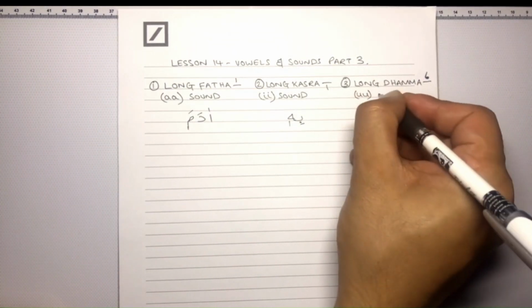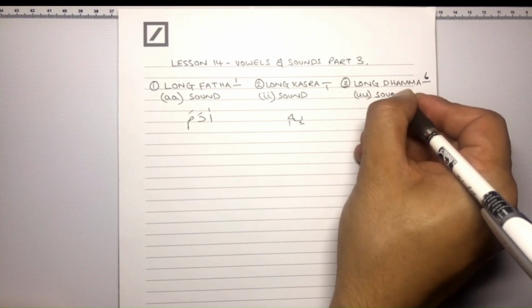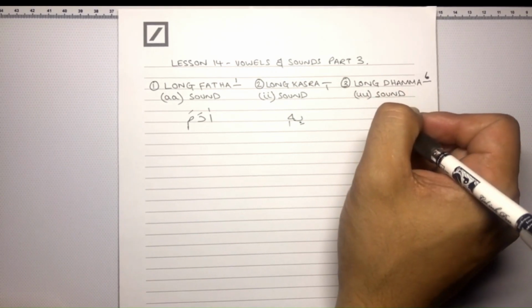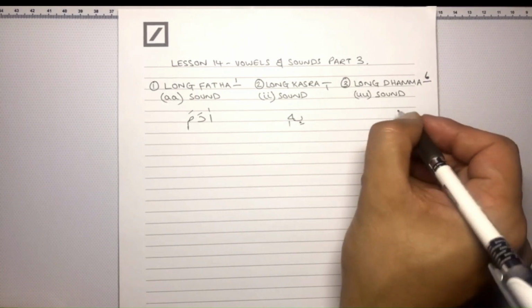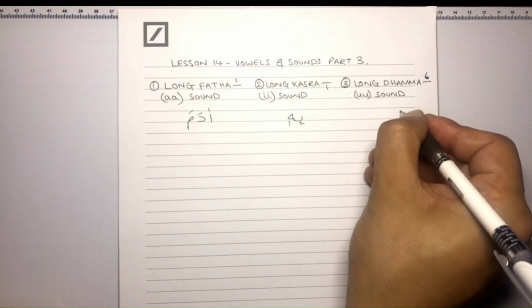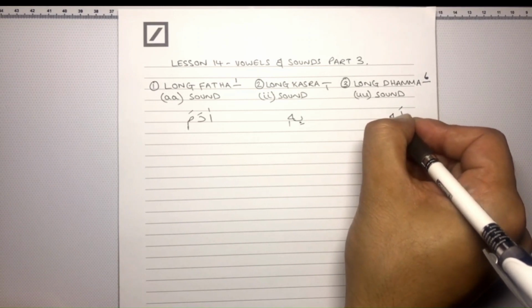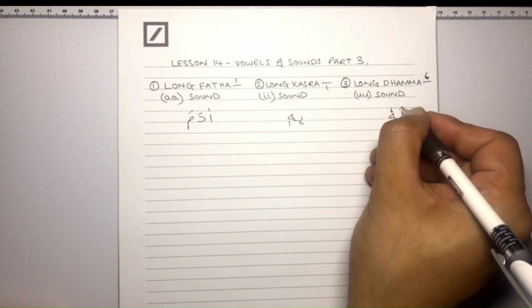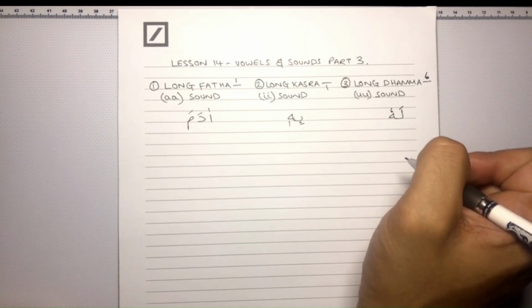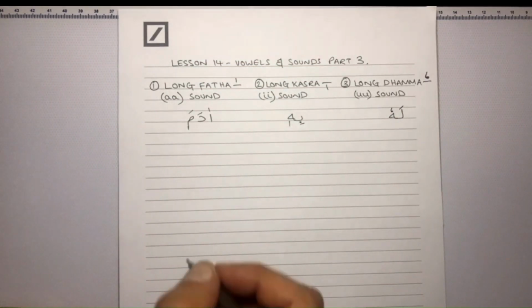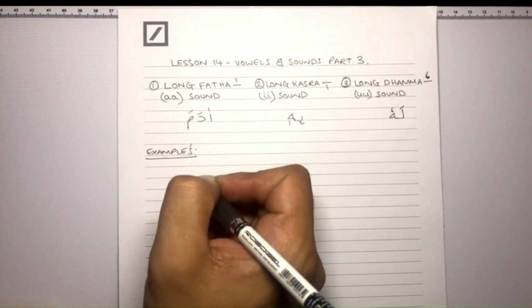Let's do a quick example as well. So this is a lam with a fatha and then a ha with a long dhamma. Lahu. If it was a normal dhamma, it'll just be lahu. But because it's a long dhamma, it's lahoo. We stretch that. Let's do some quick examples over here.